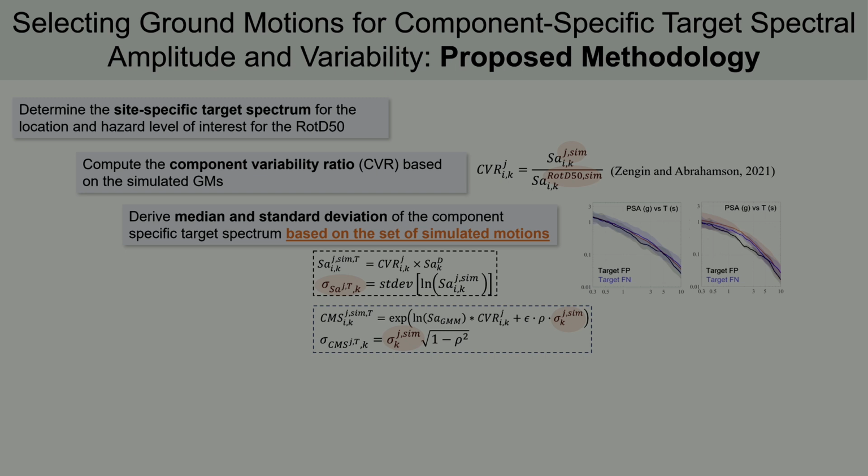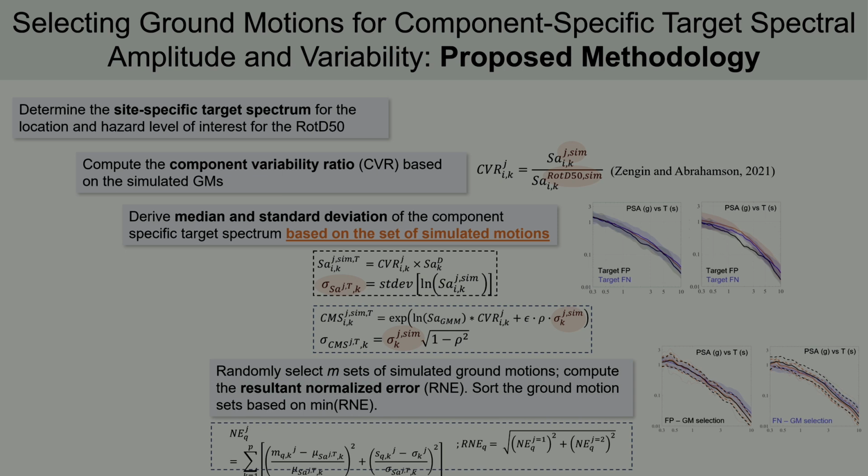So at the end of this step 3, in short, what we get is that we start from one single spectrum for the median ground motion, and then we obtain the two spectra with the corresponding variability. Then finally, in the last step, we randomly select M sets of simulated ground motions. We compute the resultant normalized error, and then we sort the ground motions based on this minimum error.